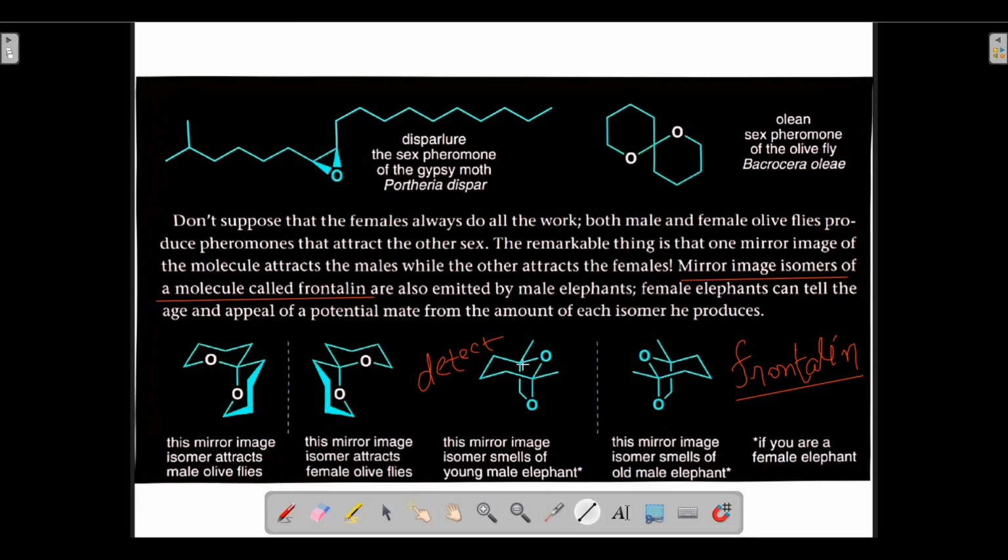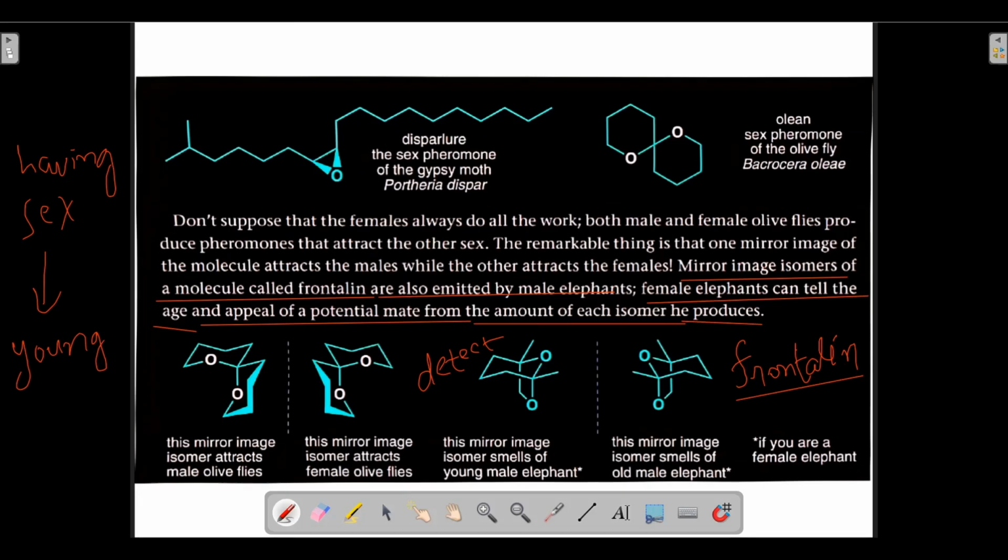So male elephants emit this particular molecule, and female elephants can tell the age. Based on the amount in which each isomer is produced and its smell is prevalent, female elephants can tell the age and appeal of a potential mate from the amount of each isomer he produces. Mate means for sex purposes, for having sex and getting young ones, that is, offspring.